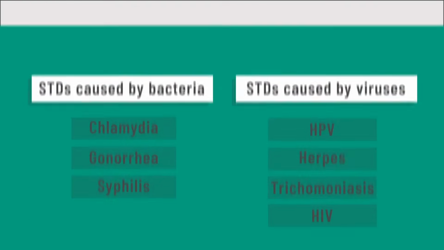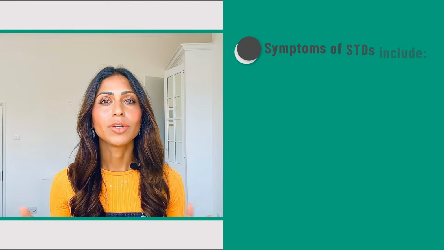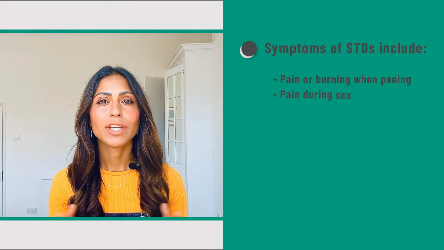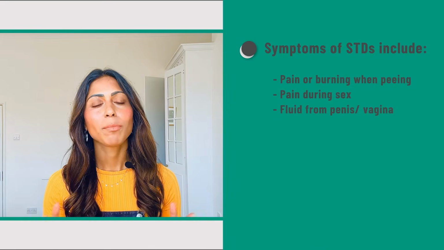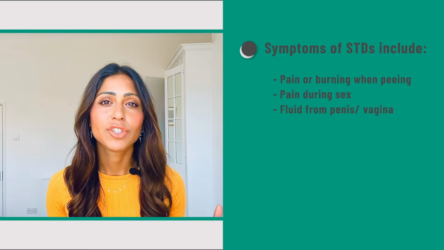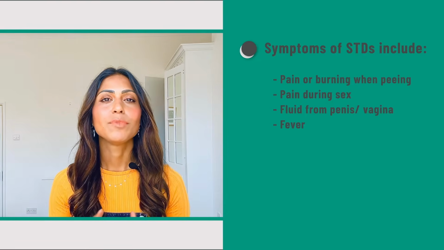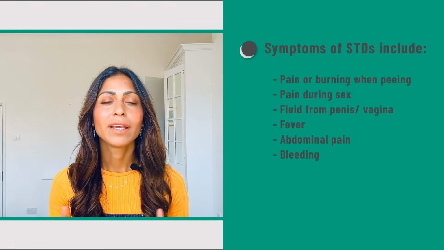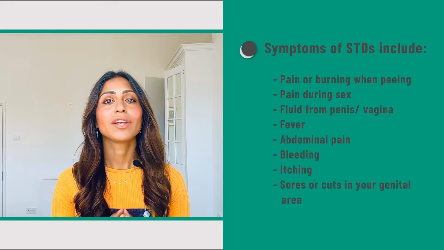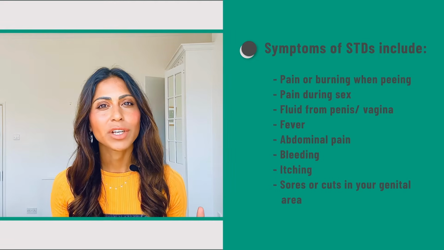There are some common symptoms you get with STDs, but remember, in some cases, you might not get any symptoms, especially with infections like chlamydia. The most common symptoms of STDs usually include painful urination, pain during sex, fluid from your penis or vagina, often referred to as discharge, fever, abdominal pain, bleeding, itching, also getting sores, cuts or rashes in your genital area.